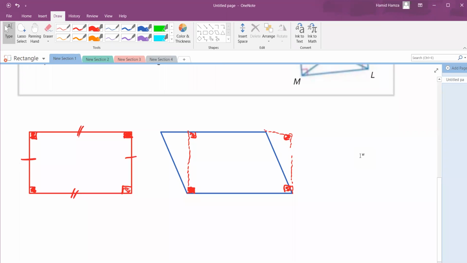So it keeps all properties of a parallelogram: the opposite sides are congruent, the opposite angles are congruent, the consecutive angles are supplementary. If you draw the diagonals connecting like this, the diagonals will bisect each other. But the point now, let me erase this.